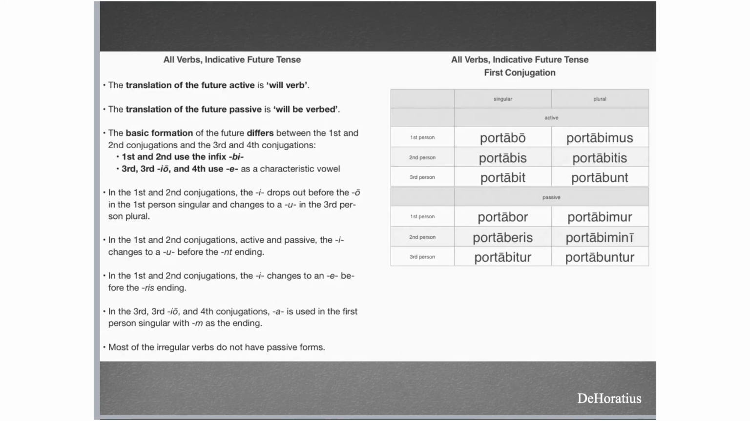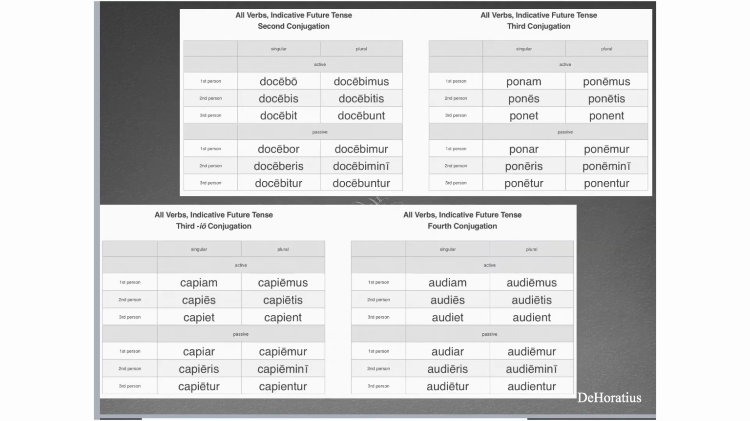All right, and finally, the future. So again, for first and second, we're using that BI. All the changes that used to take place, right? So this same thing, the R gets added to the existing form. Here's that I to E change because we've got an iris. So again, just little things to watch out for, but otherwise the same. And here are the rest of the conjugations. Obviously for third IO and fourth, we make the future the same way, with the A and the E, and for third IO and fourth, IE.